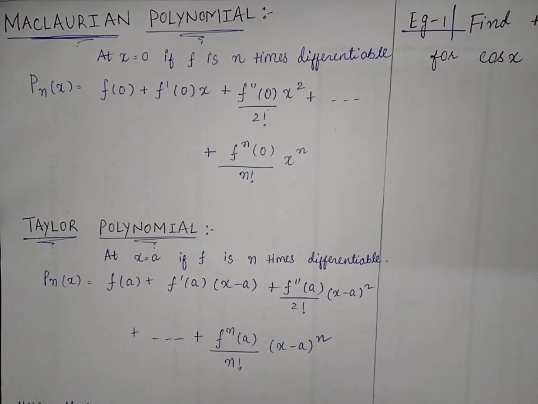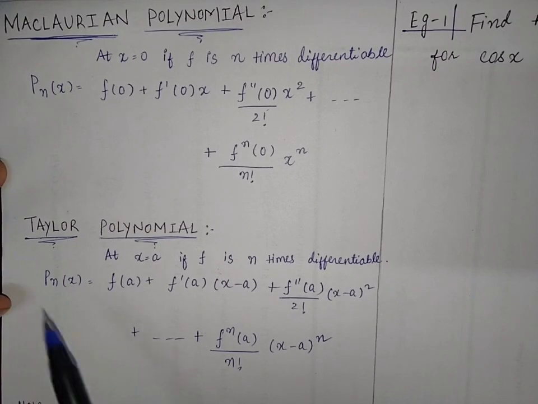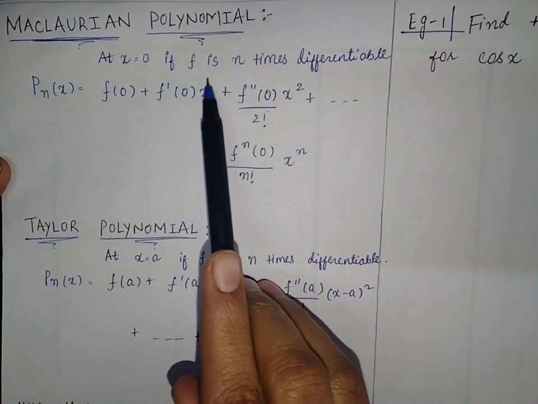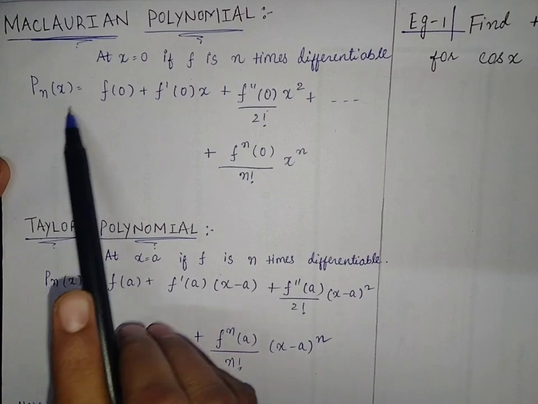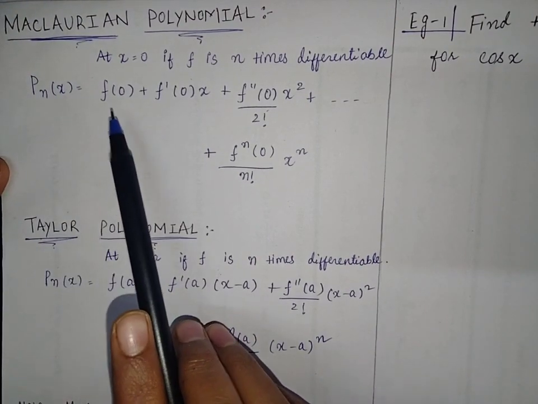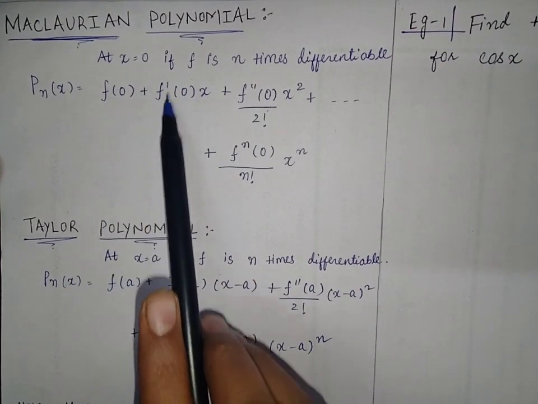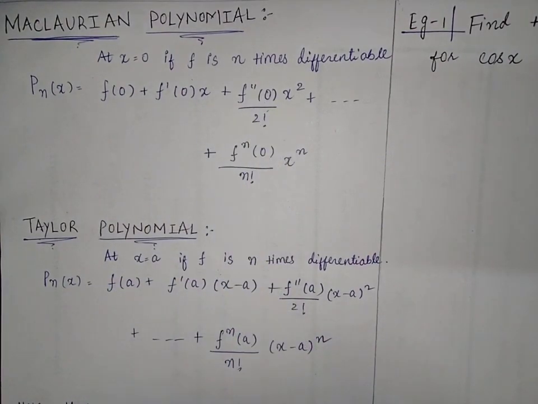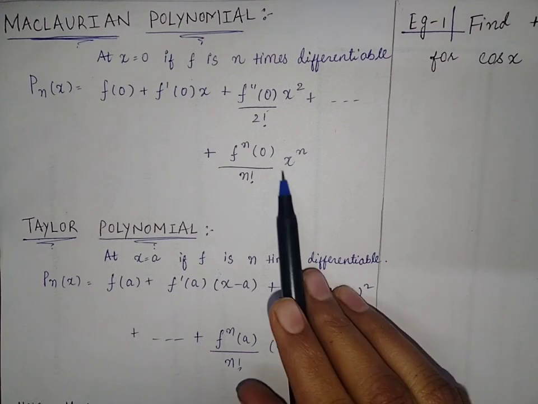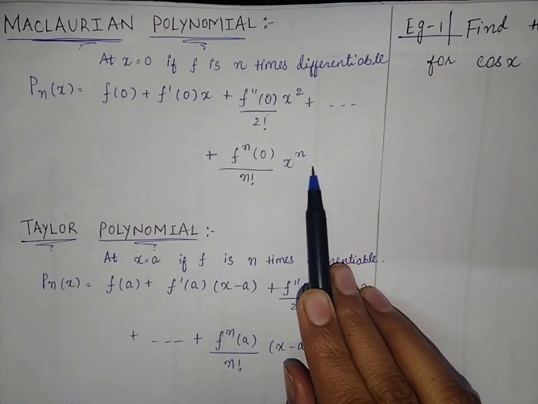Now moving towards what is Maclaurin polynomial and Taylor polynomial. It is the same as the formula of Maclaurin and Taylor. At x equal to 0, if f is n times differentiable, then its Maclaurin polynomial will be, if we put x equal to 0, f of 0 plus f dash of 0 x plus f double dash 0 by 2 factorial into x square and up to f raised to n of 0 by n factorial into x raised to n.